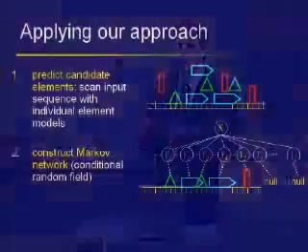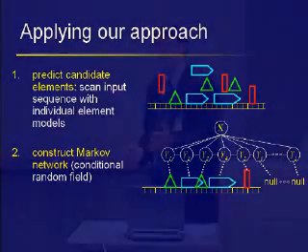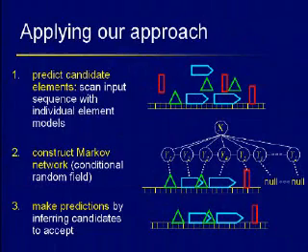Here's how we use this approach. We have individual element models for each of the individual elements we want to find. Given an input sequence, we first scan through it with these individual element models to make candidate predictions. Then we construct a probabilistic model, which is based on Markov networks or conditional random fields, and perform inference on this model to decide what to accept.